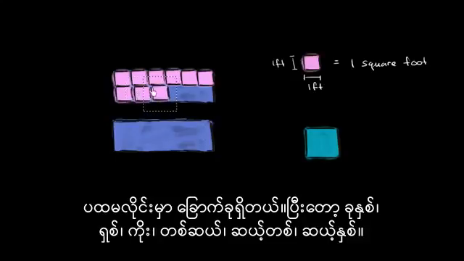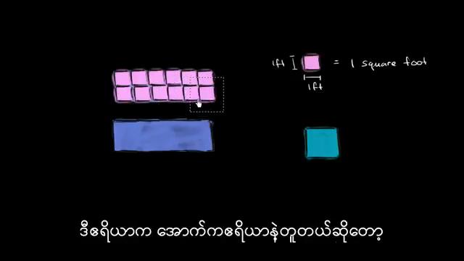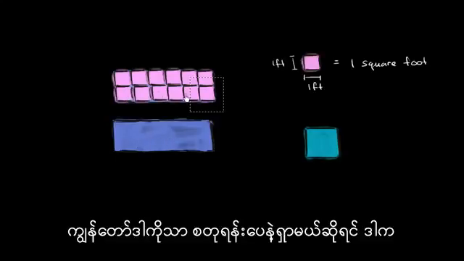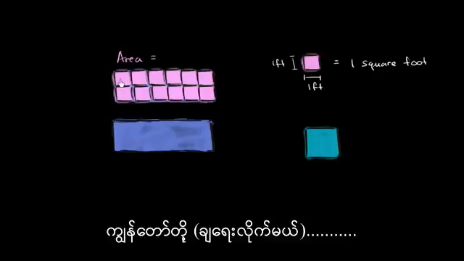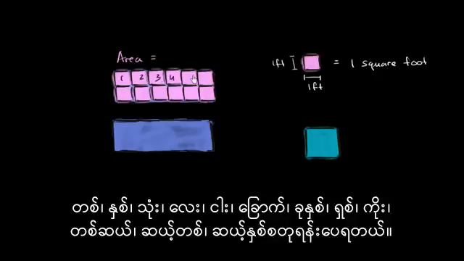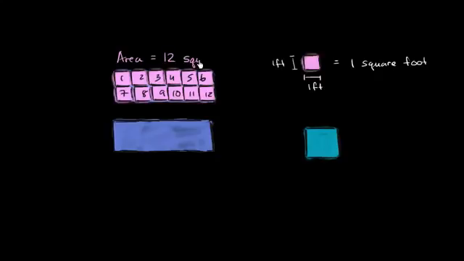9, 10, 11, and 12. So that looks like this area, which is the same as this area down here, if I were to measure it in square feet, the area is equal to, let me write this down, we have 1, 2, 3, 4, 5, 6, 7, 8, 9, 10, 11, 12 square feet.